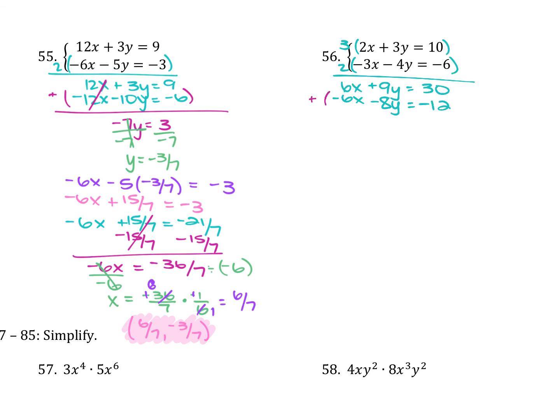From here, we can just add. Those x's cancel. 9y minus 8y is just y. And you have 30 minus 12, which is 18.